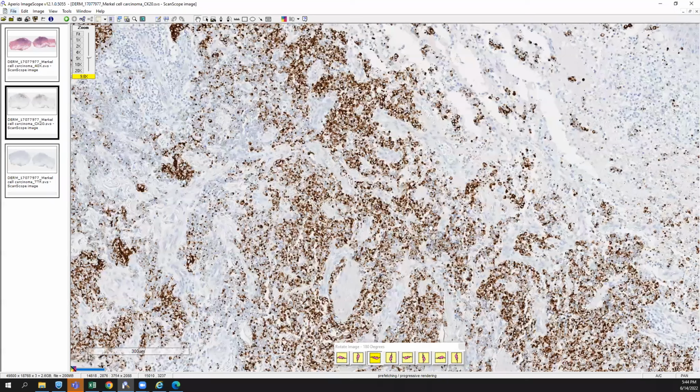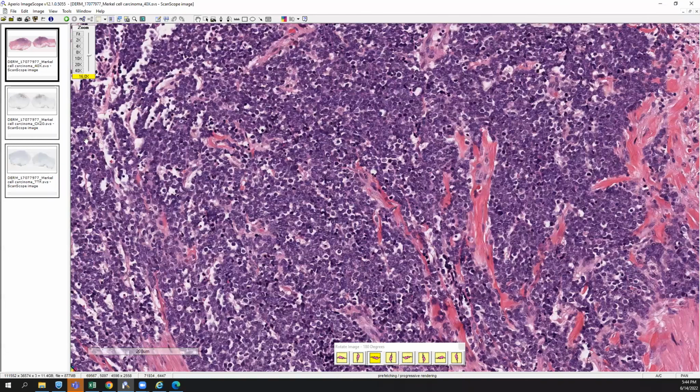Typically, you'll do a lot more stains than this, but I'm just showing you the CK20 and the TTF1 for this example.